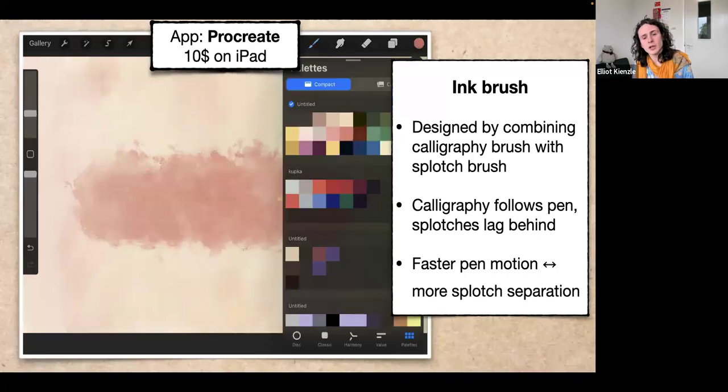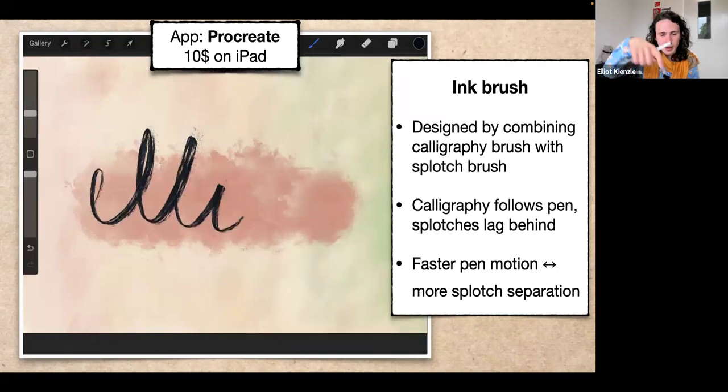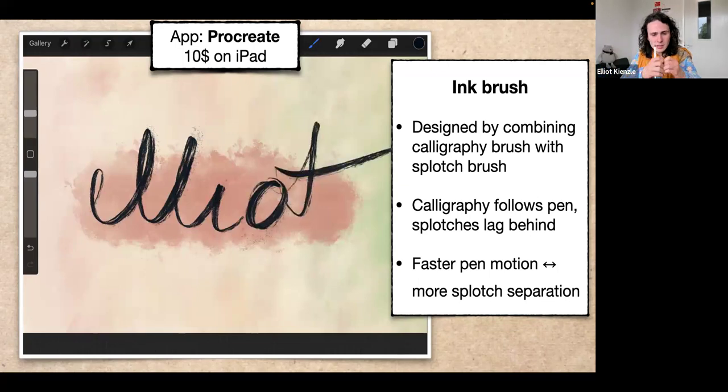And I'm going to switch my color at the top. I'm going to turn it black. And I'm going to write my own name in cursive. Yes, my name. And you'll see that as it's going, in the faster parts where I'm turning quickly, the inks fly off.